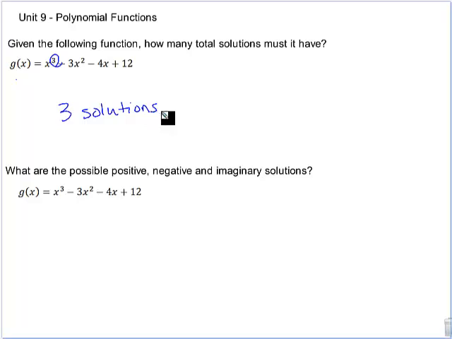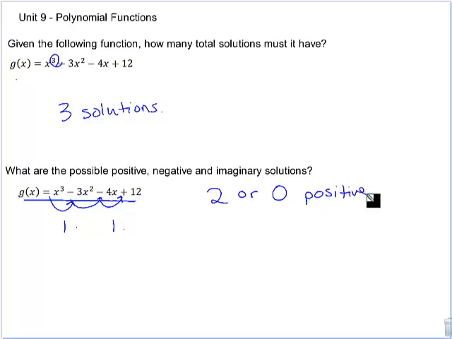Adding on to that problem, what are the possible positive, negative, and imaginary solutions? For this, we have to look at Descartes' law of signs. So we look at how many times the sign changes in our normal function. We go from a positive to a negative number, so there it changes 1 time. Stays the same. Negative to a positive, there it changes another time, so we have a grand total of 2 changes. So we have 2 or 0 positive answers to this.